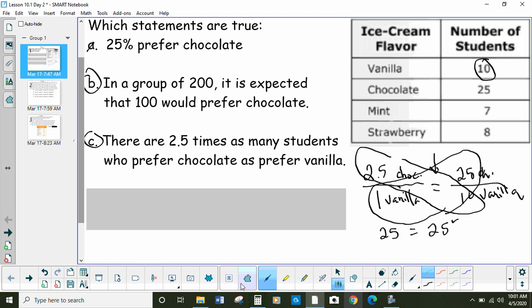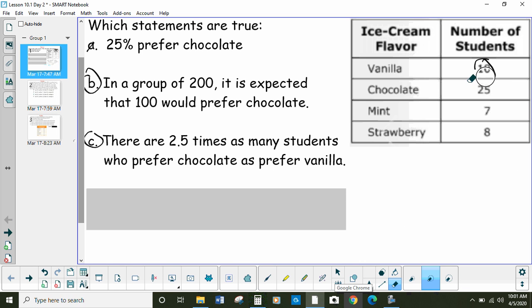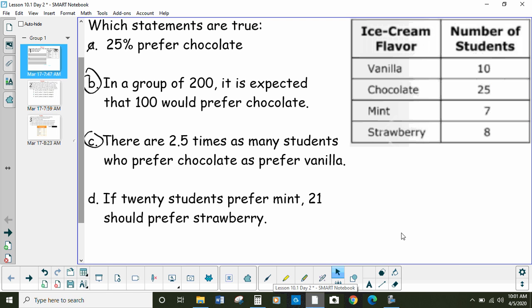Let's check one last one. Let me clear this out here. Okay, looking at the next one. You guys go ahead and pause the video now and read this question. So let's see. D says, if 20 students prefer mint, so I have 20 mint, 21 would prefer strawberry, so that means I have 21 strawberry.